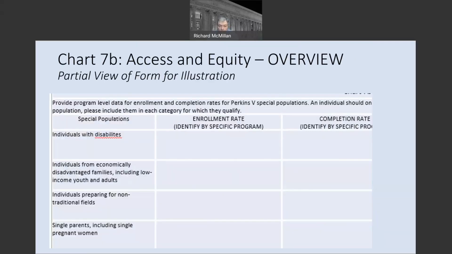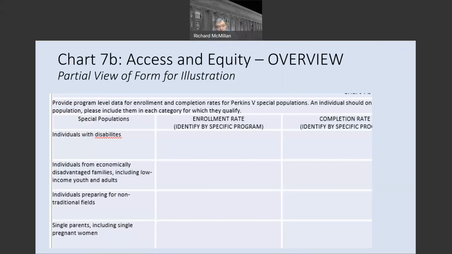Okay, here is a screenshot of a portion of Chart 7b. It's a large chart, a large document, and I cannot get it on the screen, so we won't be able to see the whole thing, but we're going to look at pieces of it and then discuss those in some detail. Chart 7b, Access and Equity Overview, partial view of form for illustration.